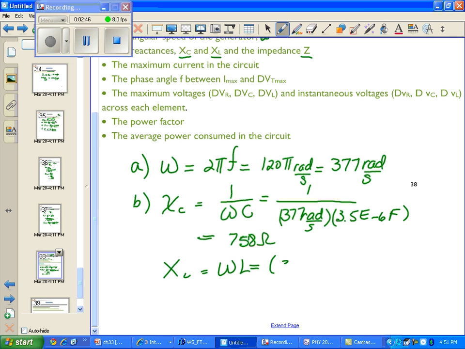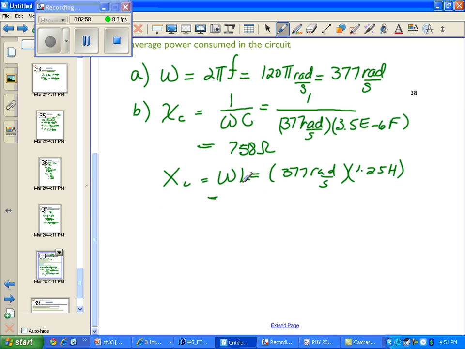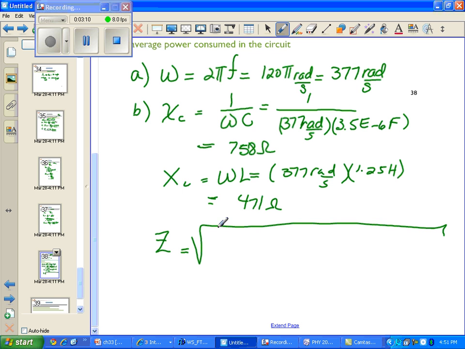X sub L, on the other hand, is omega L. Again, our omega is 377 radians per second. Our L was given to us as 1.25 Henry. Multiplying it out, we get a value of X sub L, which is equal to 471 ohms.